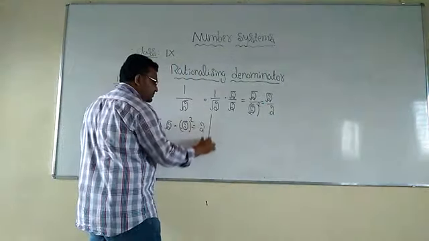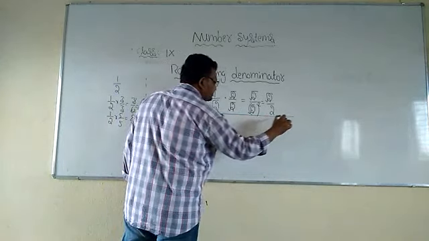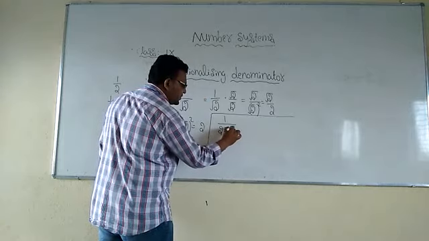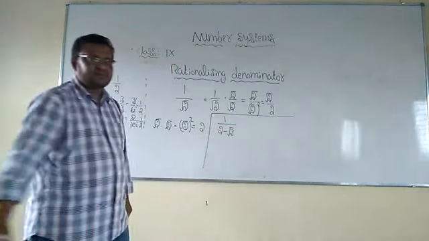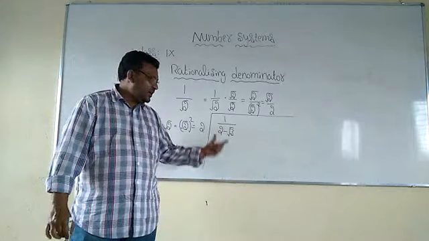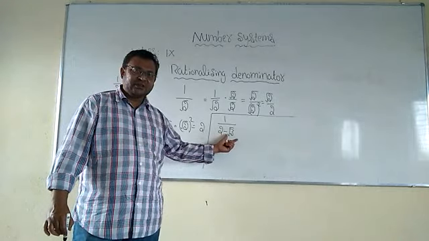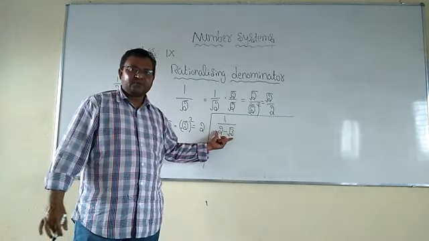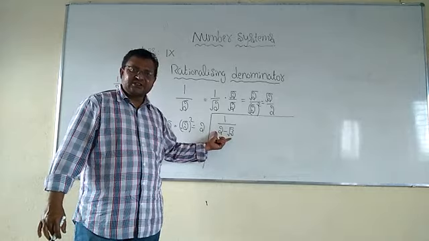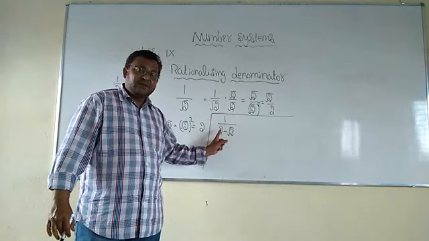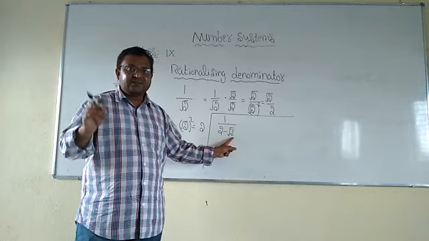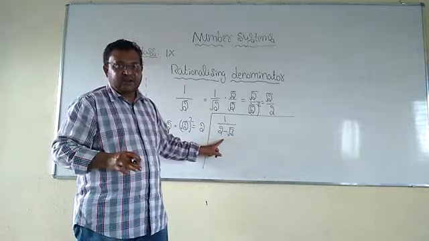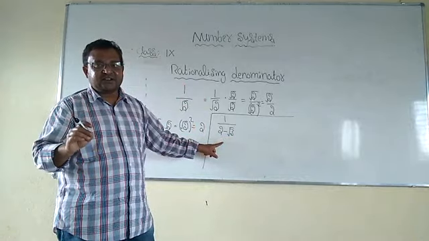Next, one more example: 1 by 2 minus root 3. Again, in the denominator, one term is root 3. You have to convert this denominator into a rational number. Here it is an irrational number. Subtraction of a rational number and an irrational number gives us an irrational number only. Already I told you in the previous class. Now the denominator is an irrational number. We have to change this irrational into rational.